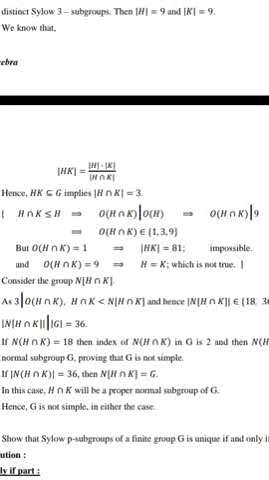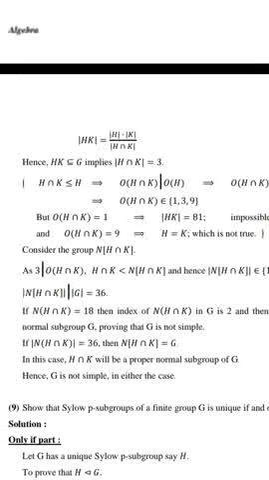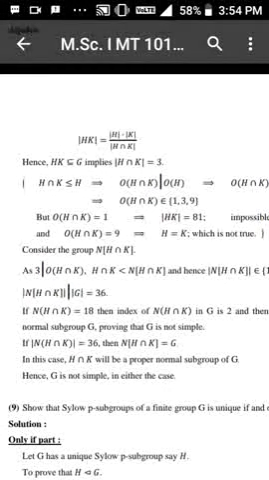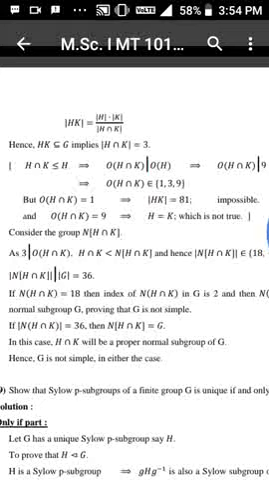The order of H intersection K belongs to {1, 3, 9}. If the order of H intersection K is equal to 1, then the order of HK is equal to 81, which is impossible. Therefore the order of H intersection K is equal to 9. Therefore H is equal to K, which is not true.